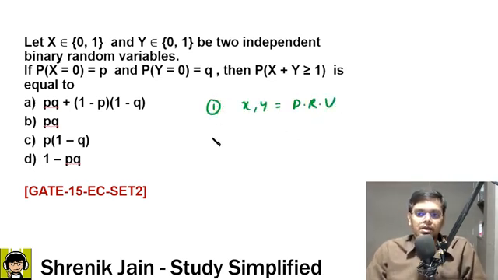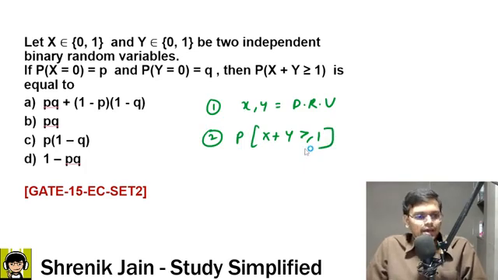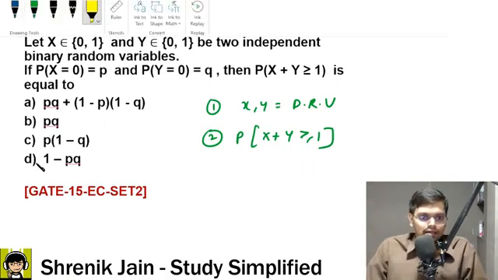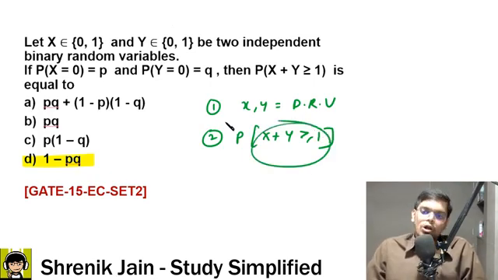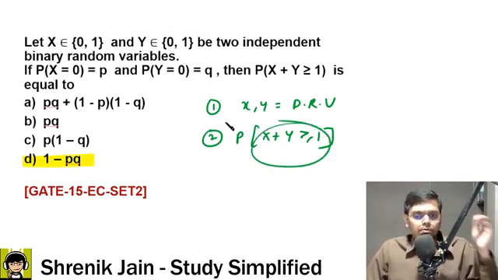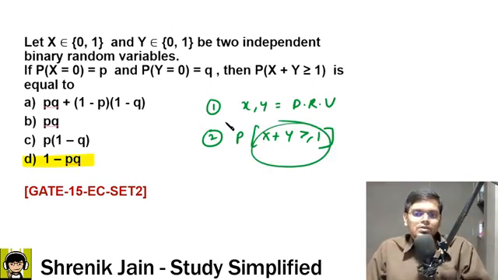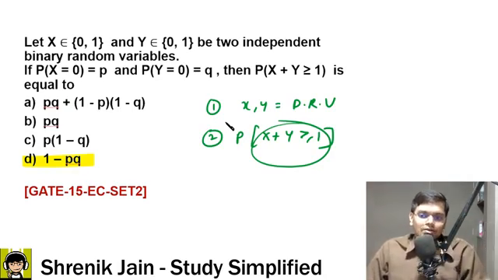Now the next point is, what I need is the probability of x plus y is greater than or equal to 1. A is also wrong, C is also wrong. The right answer is D. Sir, why is D the right answer? I will tell you, just focus here. Now one way is you make all the combinations. What are the combinations? X is 0, y is 1; y is 0, x is 1; x is 1, y is 1.